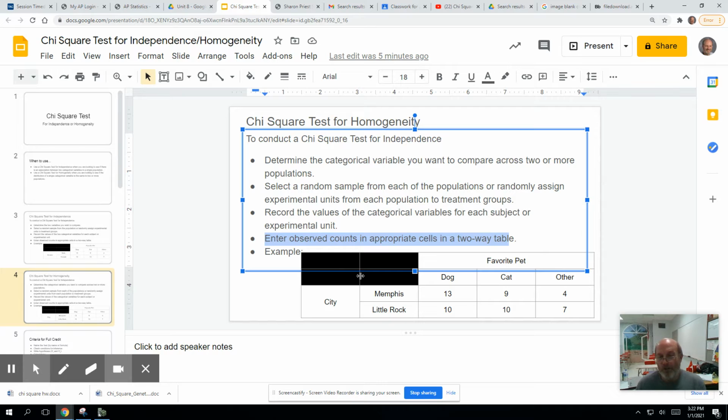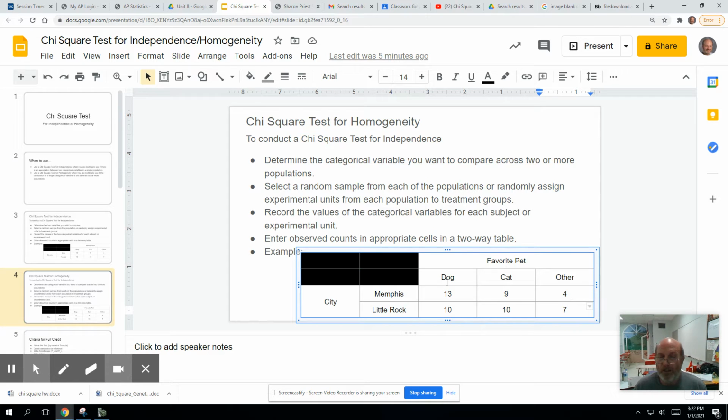These are going to be our observed counts. Again, this is important because we're going to have to set up another matrix, same dimensions, for our expected counts in a few moments. We'll show you how to do that.